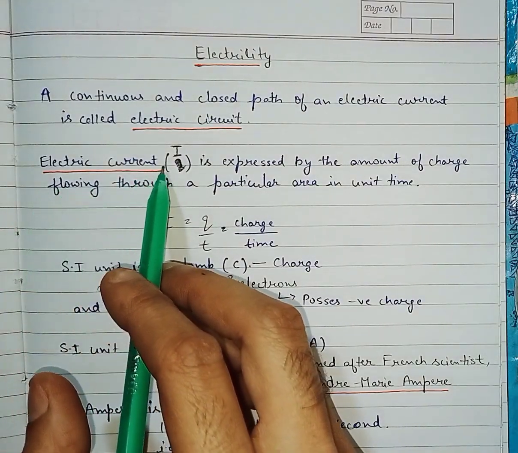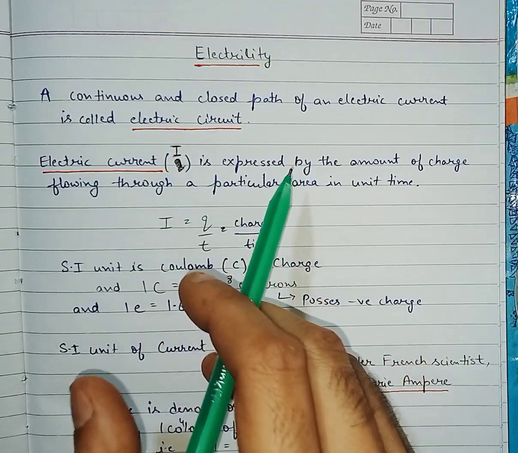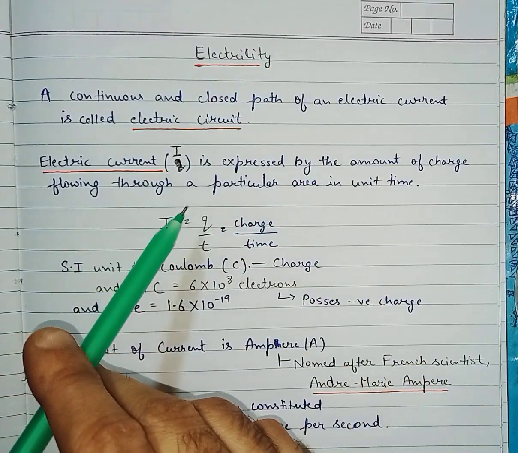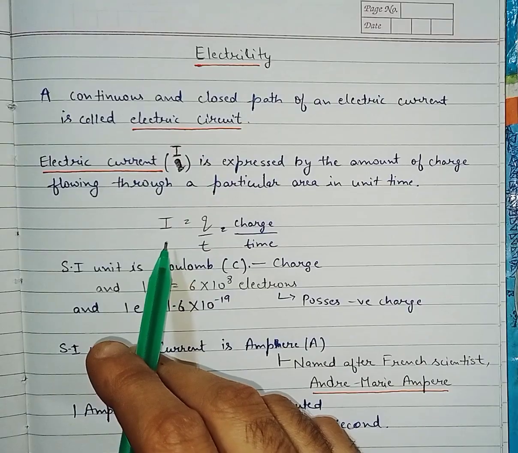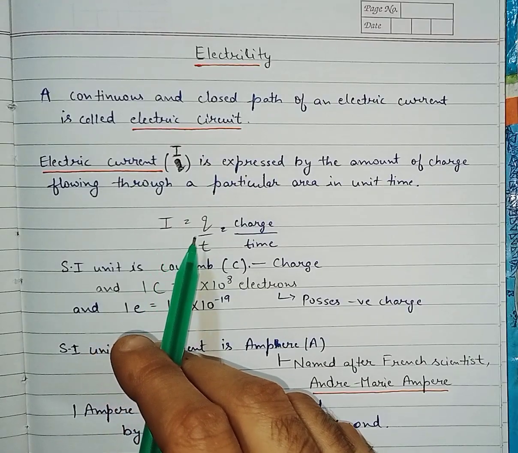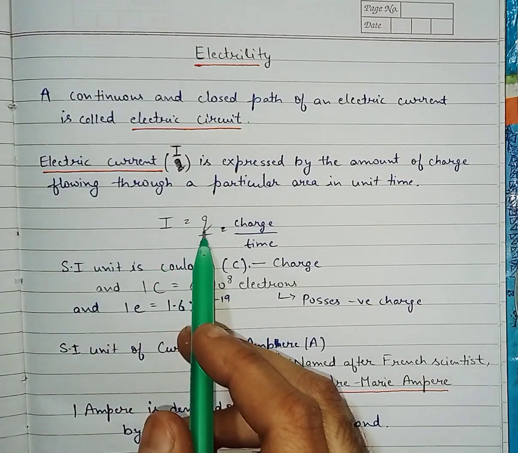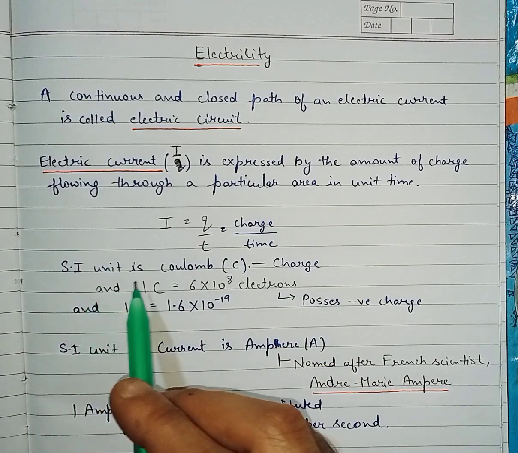Electric current, which is denoted by I, is expressed by the amount of charge flowing through a particular area in unit time. Such that we can say that I equals charge upon time, where charge is denoted by Q, and the SI unit of charge is coulomb.